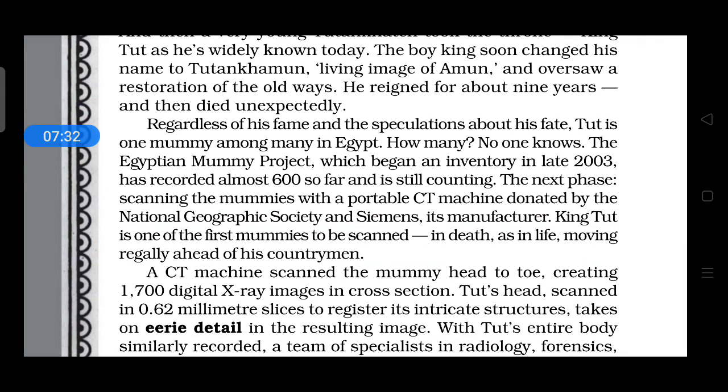Regardless of his fame and the speculations about his fate, Tut is one mummy among many in Egypt. How many? No one knows. The Egyptian Mummy Project, which began an inventory in late 2003, has recorded almost 600 so far and is still counting. So this project started in 2003, and until now 600 mummies have been revealed. The next phase, scanning the mummies with a portable CT machine donated by the National Geographic Society and Siemens, its manufacturer. King Tut is one of the first mummies to be scanned.